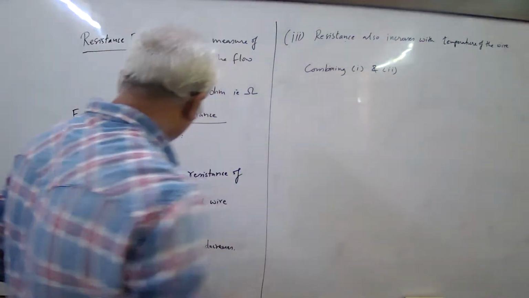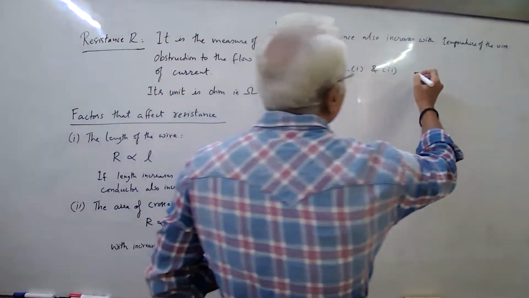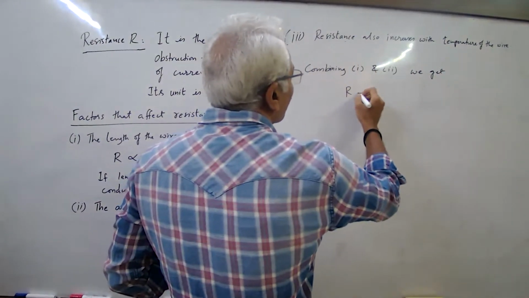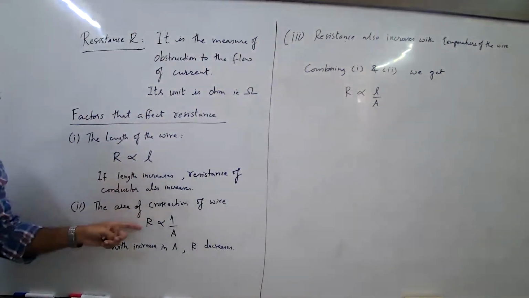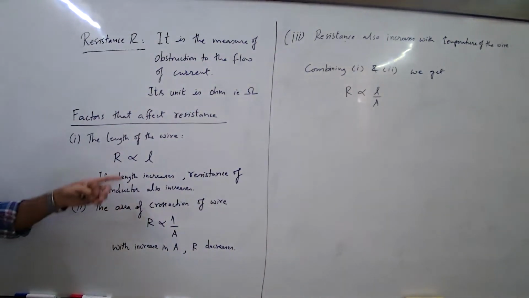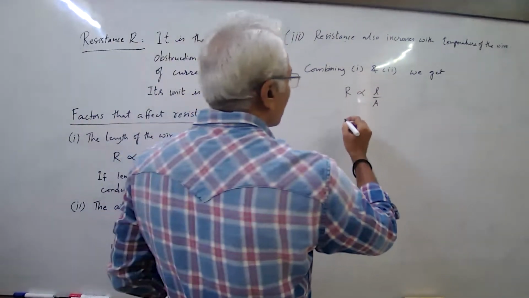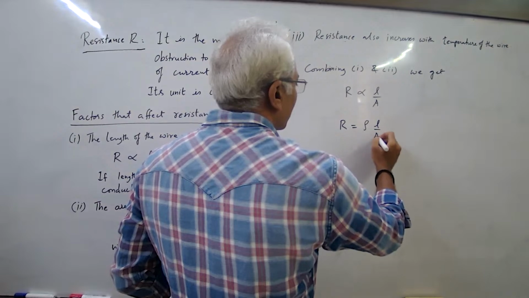So combining 1 and 2, this and this, what will we get? We get R is proportional to L by A. So now we have combined this and this proportionality together. So R is proportional to L by A. Remove the constant of proportionality, and you get rho L by A.